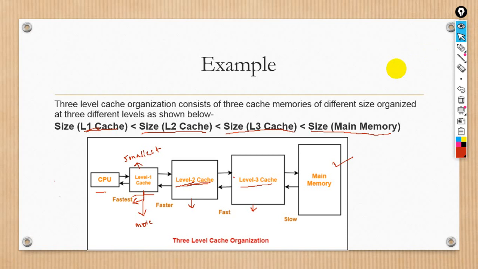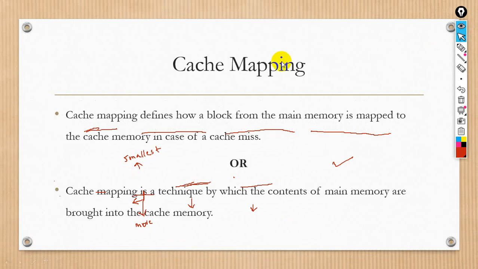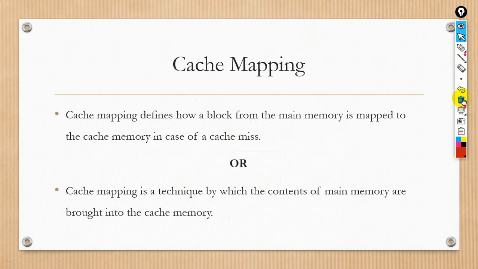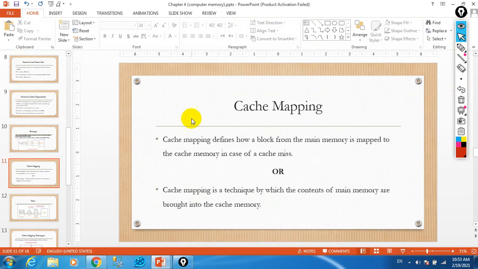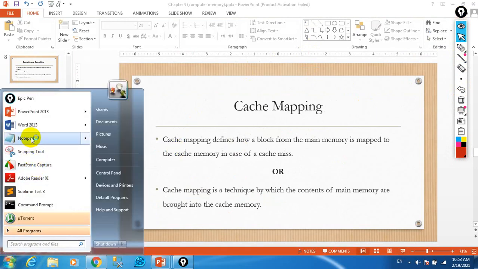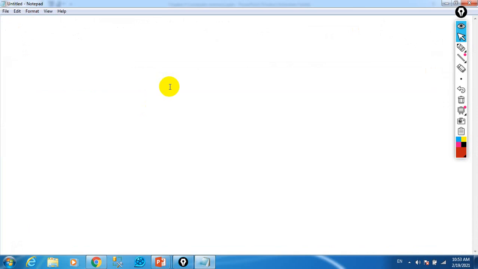So next we have cache mapping. This is a new topic related to cache memory. So what is meant by cache mapping? Let me explain it first, and then I will explain it in the slides. Okay, so what is meant by cache mapping?